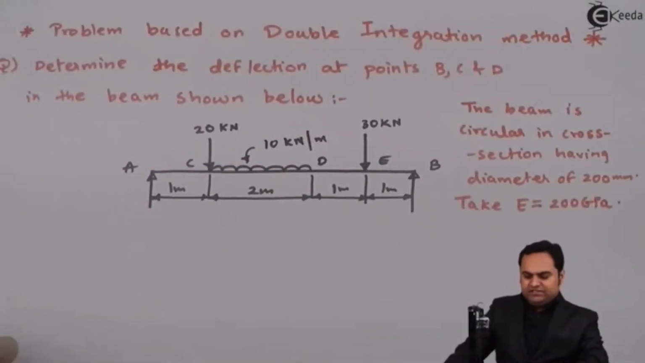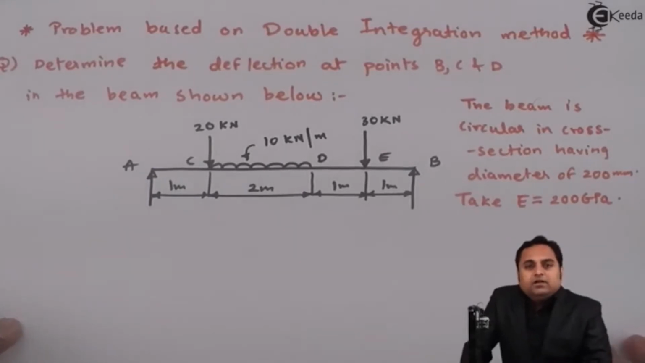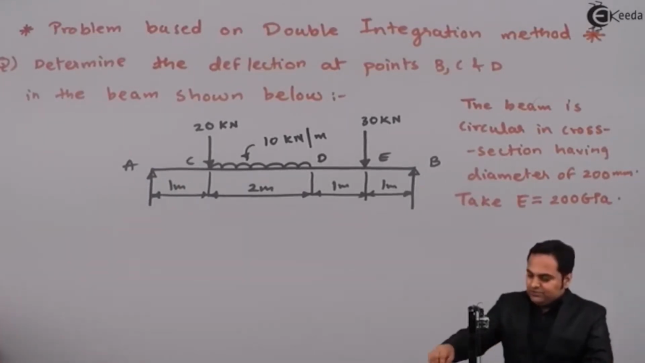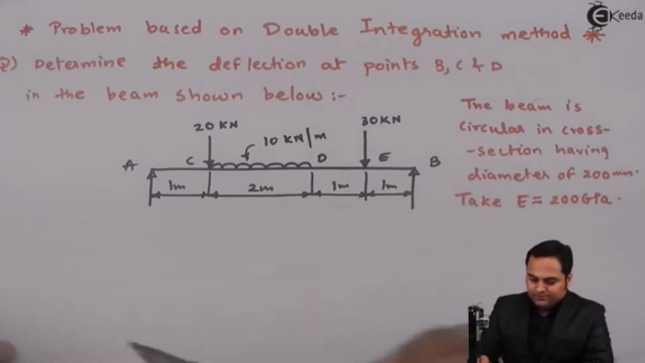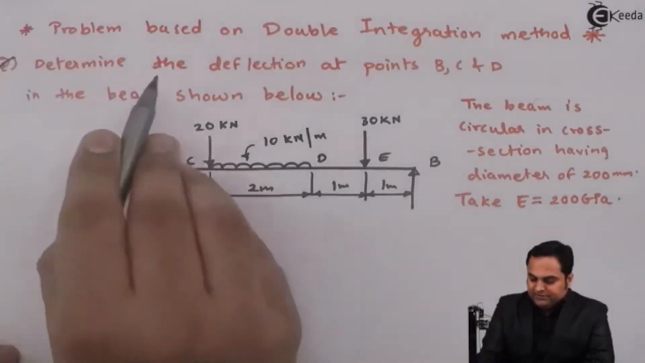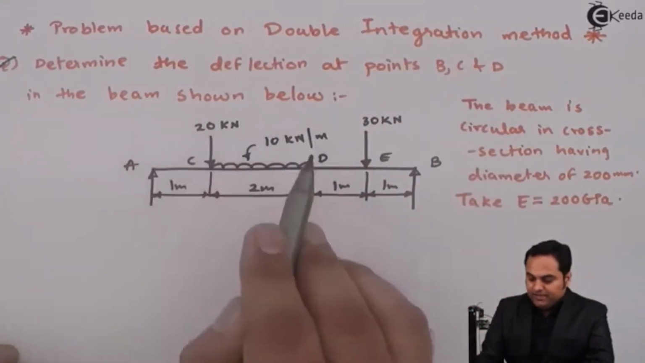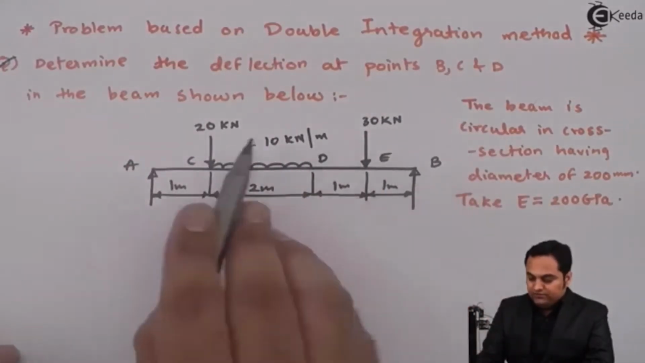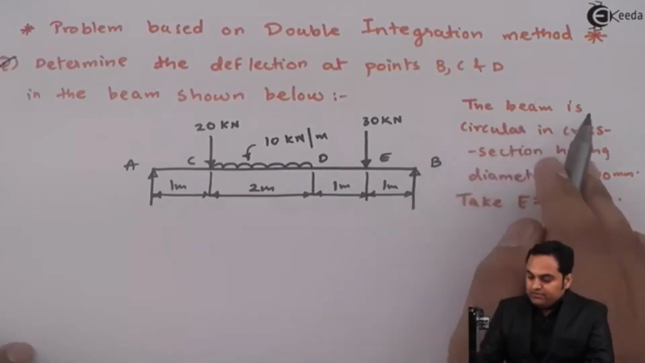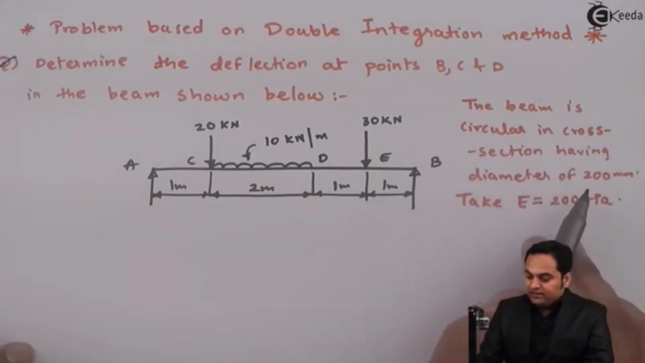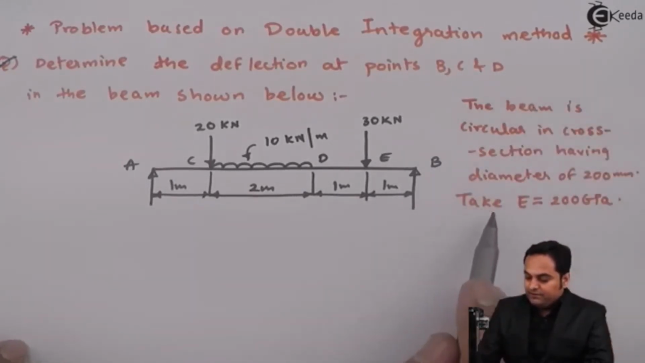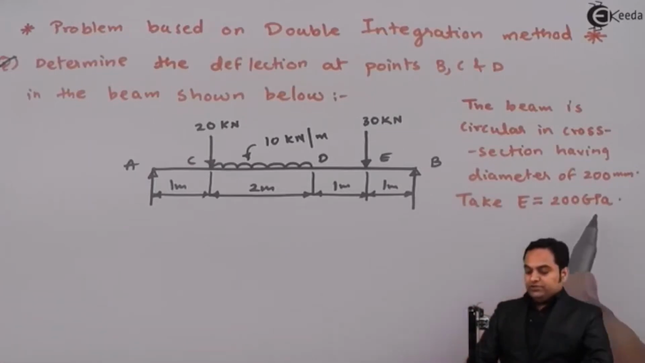In this video, we will see a problem on double integration method. Here is the question. Determine the deflection at points B, C and D in the beam as shown below. Here the figure is given. The beam is circular in cross section having diameter of 200 mm. Take capital E, Young's modulus, 200 GPa.